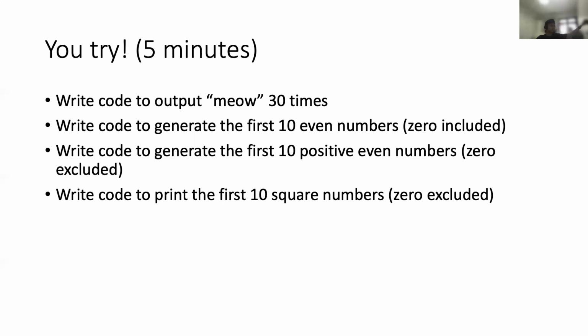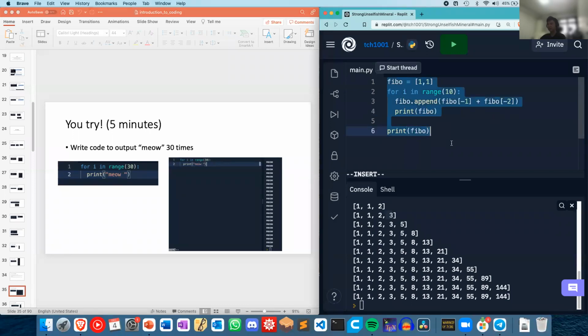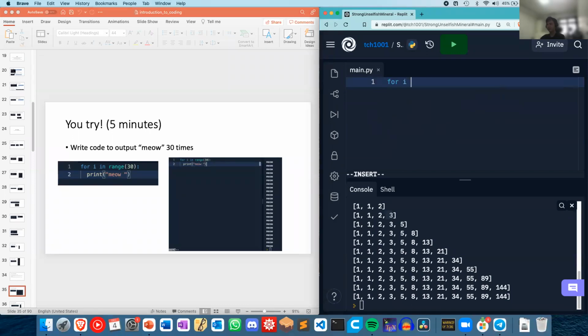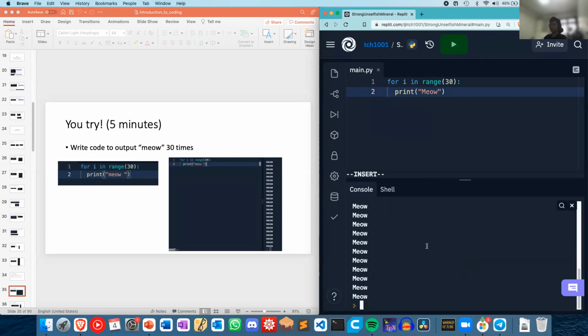Okay, so let's go ahead and go through them. The first exercise is to print meow 30 times. How do you do that? Simply, you have a for loop. For i in range, the number of times you want to do this is 30, so you write 30 within the round brackets, and then you print meow. And if I clear the screen and run this, you see that it successfully printed meow 30 times.